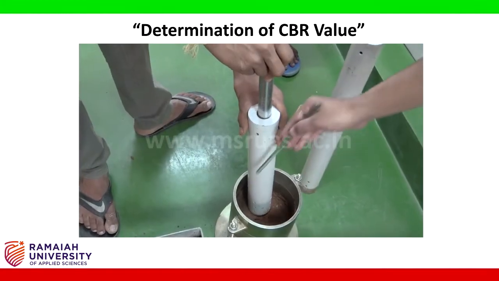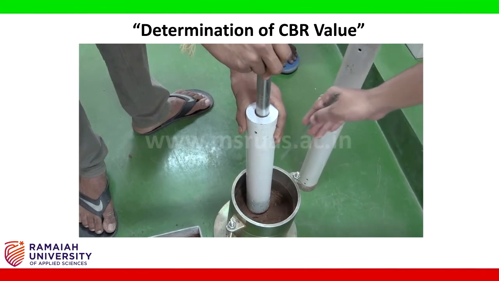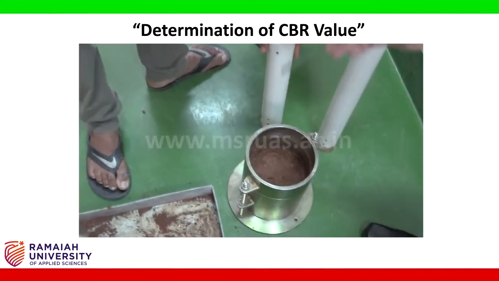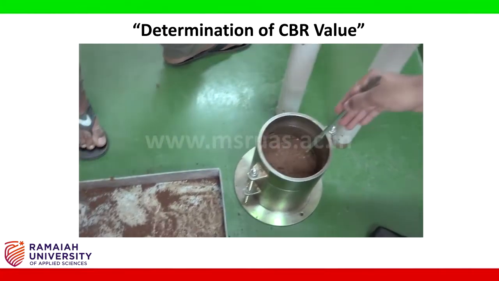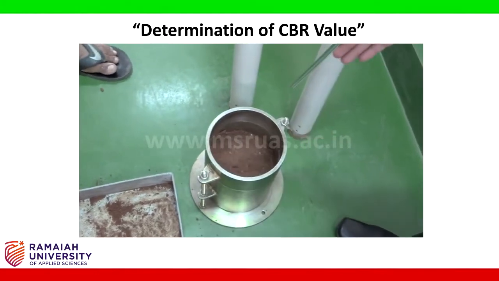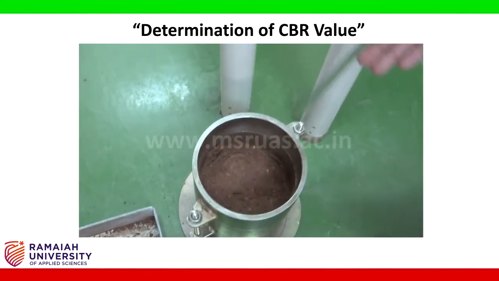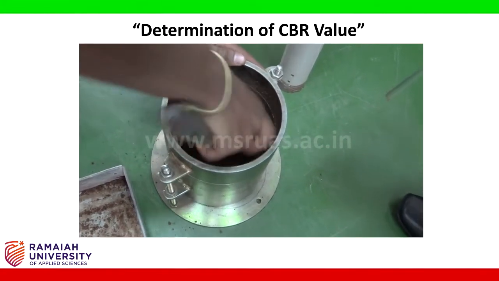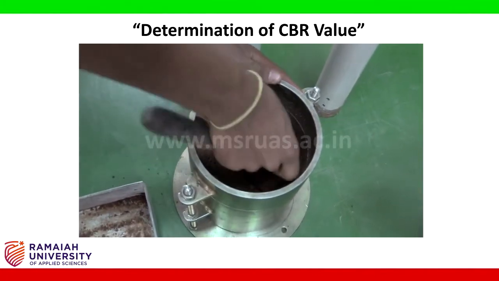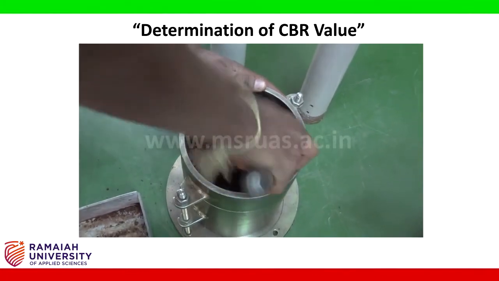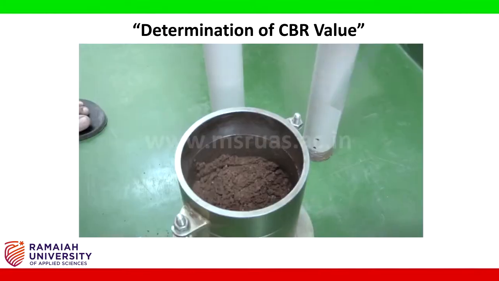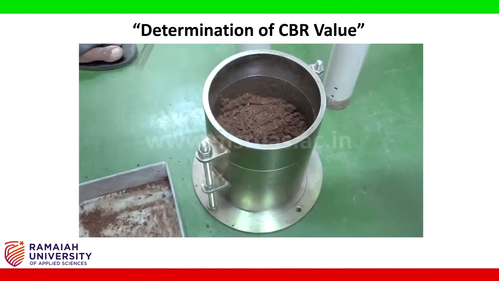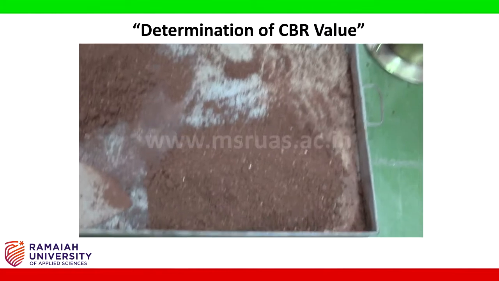Now we have compacted the first layer by giving 55 blows evenly distributed throughout the surface of the specimen. Once it is done, take the rammer out and scarify the surface by making use of a spatula or a trowel such that the surface is roughened and it will have a proper rough surface to receive the next layer. Once the scarification is done, it is now time to place the next layer and repeat the compaction process the way it was done for the first.